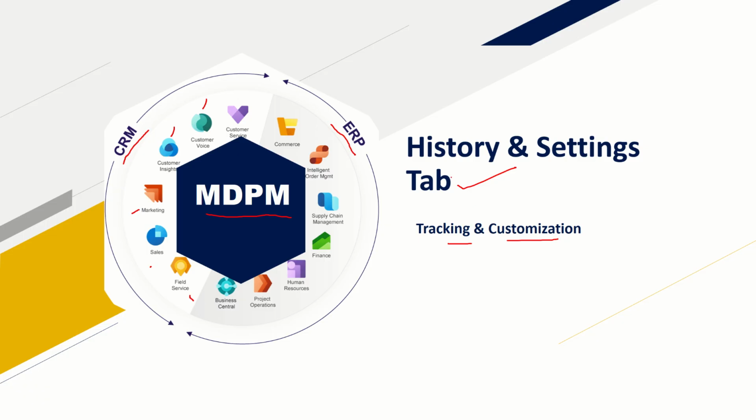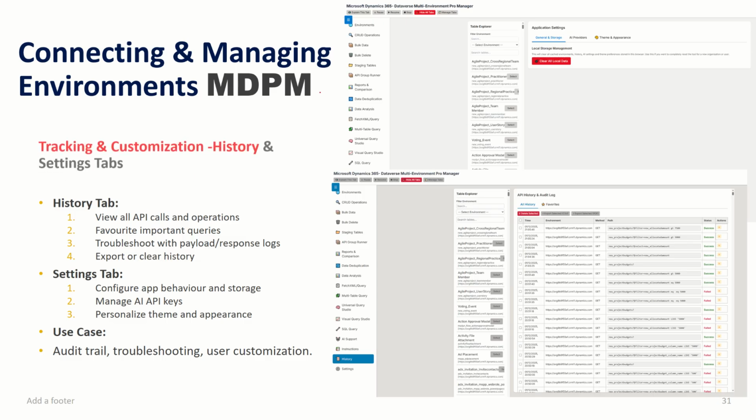So in this particular section of the video, I'm going to be showing you how, in our application, there's a tab called History and Settings tab. And in this tab, you can do some customization. So let's go. So in the next bit here, as you can see, on the left-hand side, I'm going to start from the left-hand side and move over to the right-hand side.